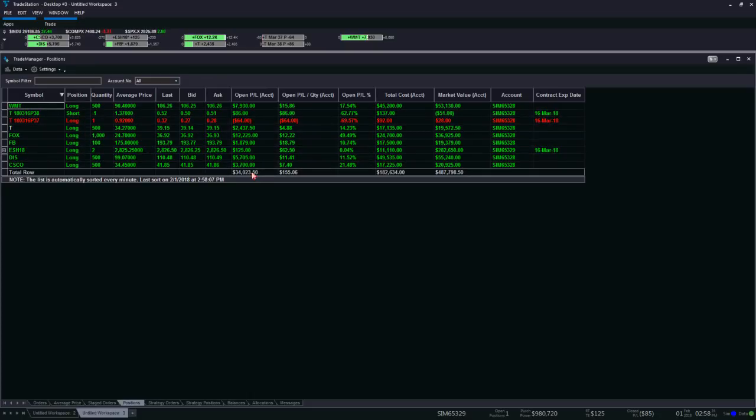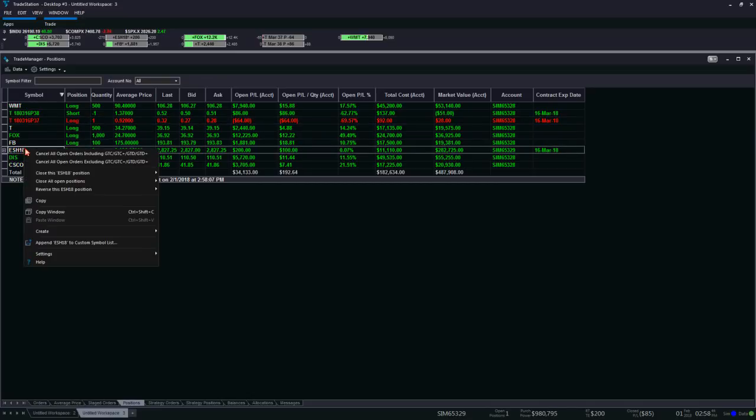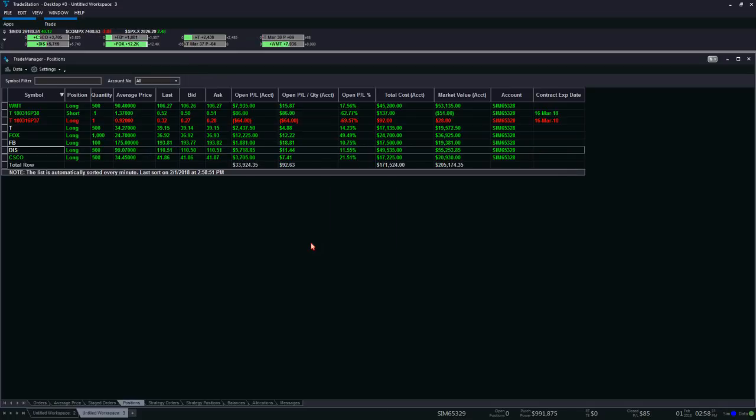The nice thing about this is that it also gives you a total open P&L. If I want to close any of these, let's say that I want to close my futures position, I can right-click on ESH18. I can say close ESH18 position, and I can do a market order to close that trade. So not only does the TradeManager provide you information about the status of your positions or the status of your orders, you can use the right-click menu to also manage your orders and positions, which is very handy, especially when you have a lot of things going on in your TradeStation.